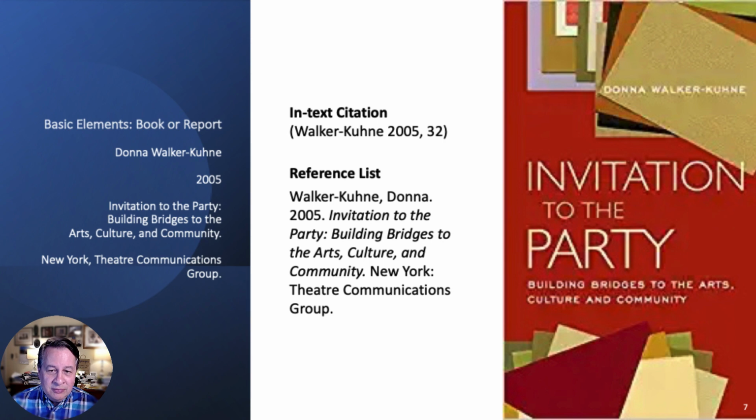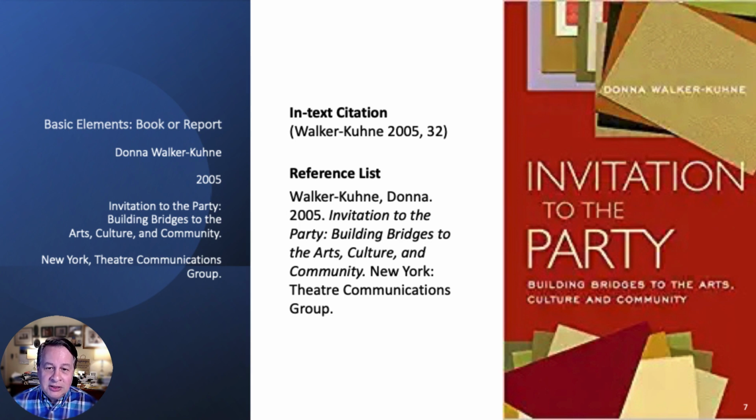For someone to understand where that came from, that is not a sufficient citation. Although Walker-Kuhn is pretty unusual, if the person was named Smith or Black, you wouldn't find it. It would be too common a name. So you must have a reference list so people can put the full citation together with the shortened citation in the narrative.